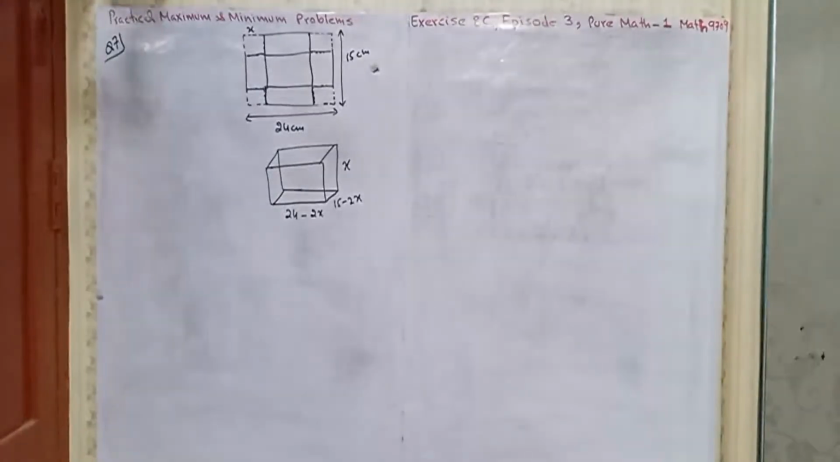We are working on the exercise 8C, and this is our episode number 3 on this exercise. This is Pure Maths 1, AS A Levels Mathematics 9709. The main topic of this exercise is the practical maximum and minimum problems. It contains story sums. And today we are going to start from question number 7.